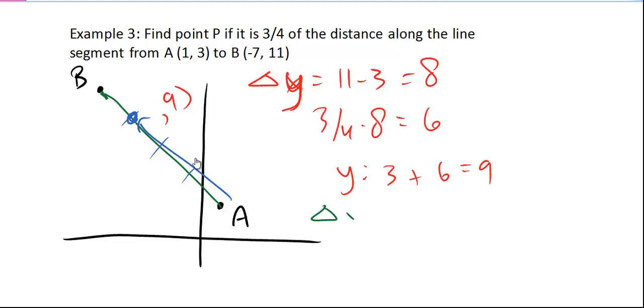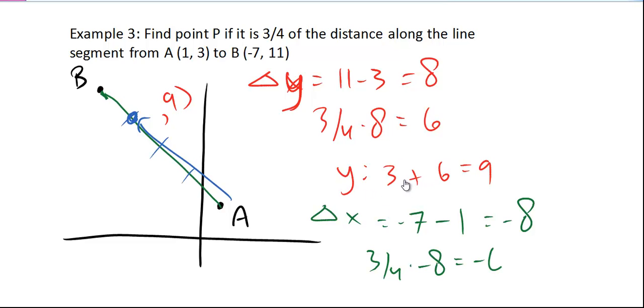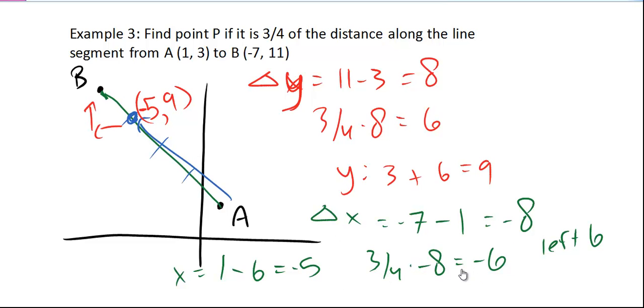Now let's find our x coordinate. The change in x is negative 7 minus 1, which is negative 8. 3/4 of negative 8 is negative 6, meaning I need to go left 6 units, right? So if I start at A, 1 minus 6 gives me negative 5. That's going to be my x coordinate, and so our final location of our point here is negative 5, 9, which makes sense with where we're going, because if I went left 2 more and up 2 more, I'd be exactly at B.